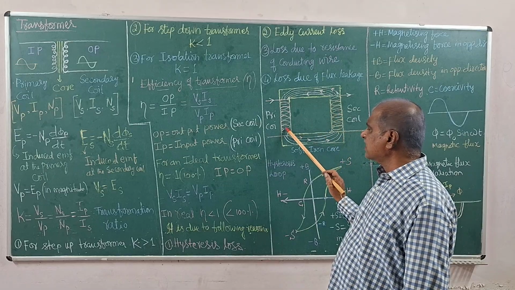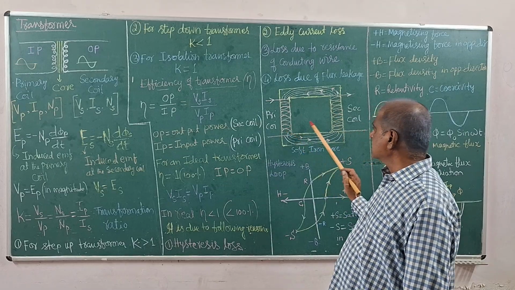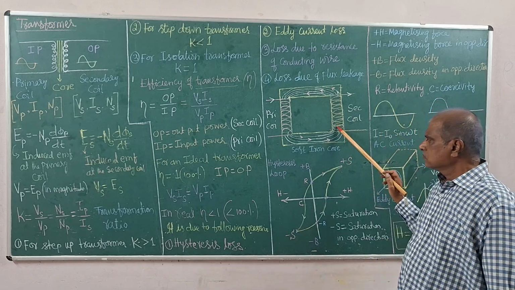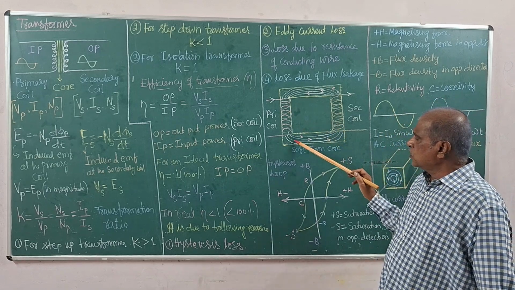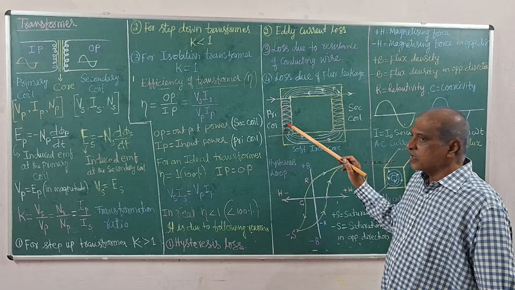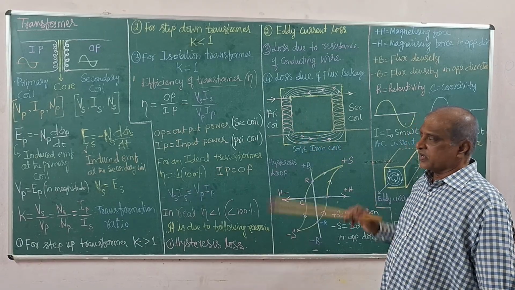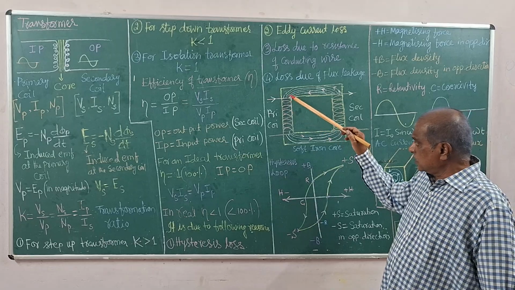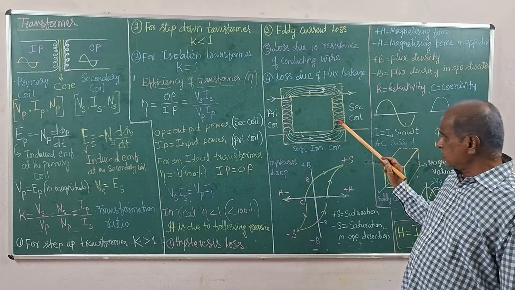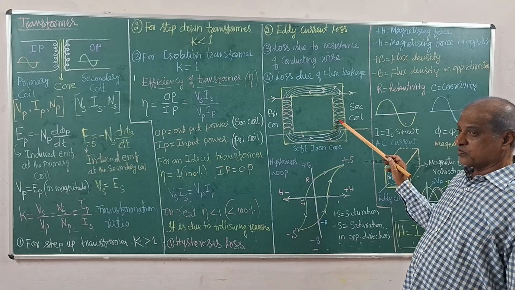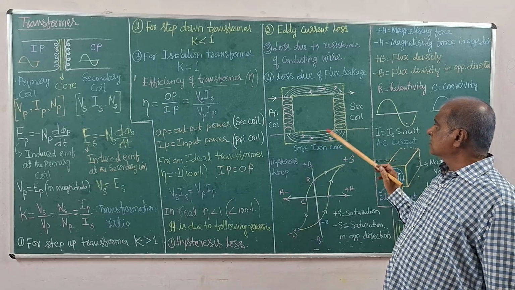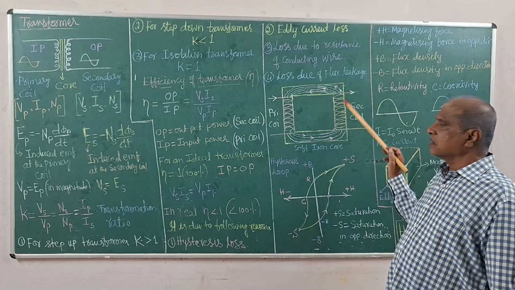This is called self-induction. This is called mutual induction. The flux that induces voltage in the same coil is called self-induction. The flux induced by the coil, which induces current and voltage in the other coil, is called mutual induction, because the flux is in contact with this coil.